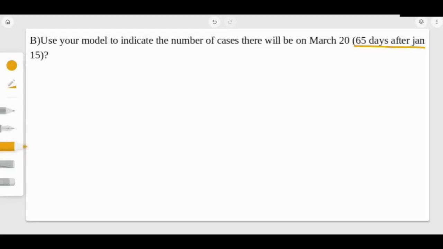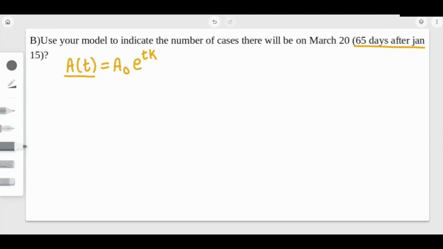Now let's solve B. Use your model to indicate the number of cases there will be on March 20, 65 days after January 15. At first, we need to write our growth general formula, which is A of t equals A sub 0 e raised to tk. In this question, we need to find the A of t, which is the amount of something you have after a certain period of time. We need to find the future cases, that is 65 days after January 15.